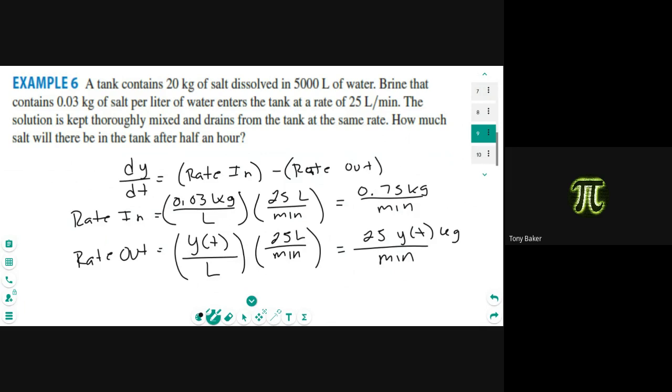I forgot one thing. We do know how much water's in the tank. So it's going to be 1 over, what's it? Over 200? Yes. 25 over 5,000 is 1 over 200.